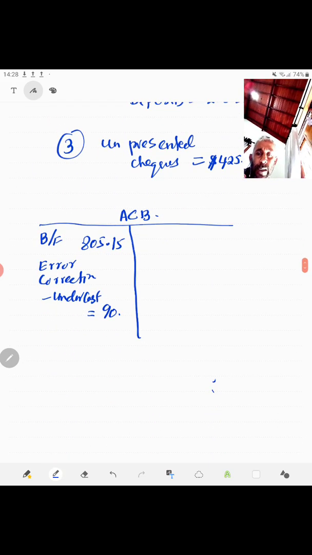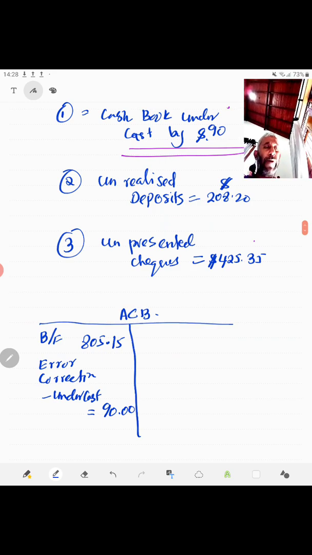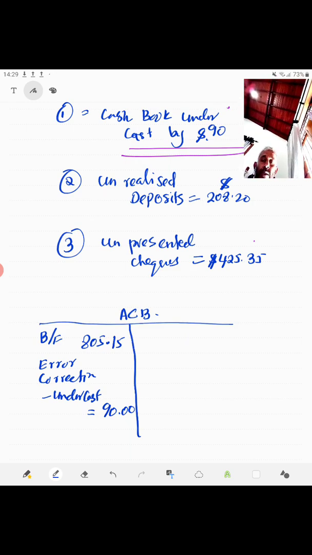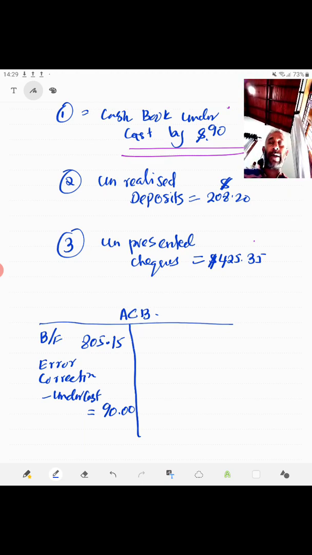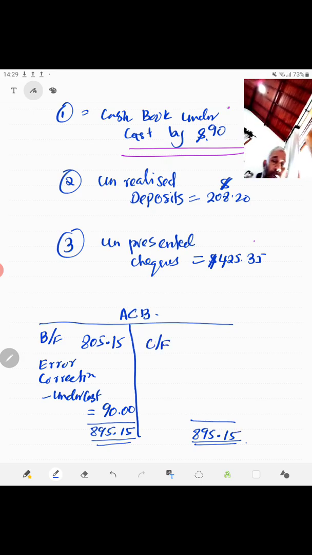The other two pieces of information are not relevant to this adjusted cash book. Instead, they are required when we prepare the bank reconciliation statement. So, what I will do now is take the totals. When I take the totals, this will be 895.15, and the carried forward balance must be 895.15.